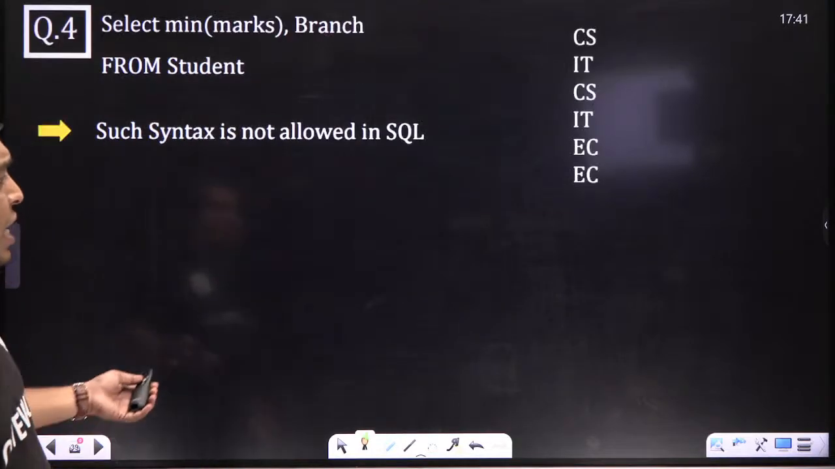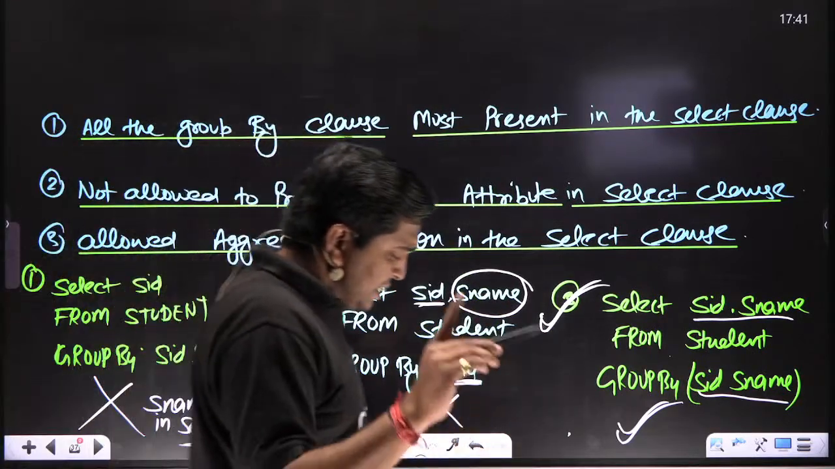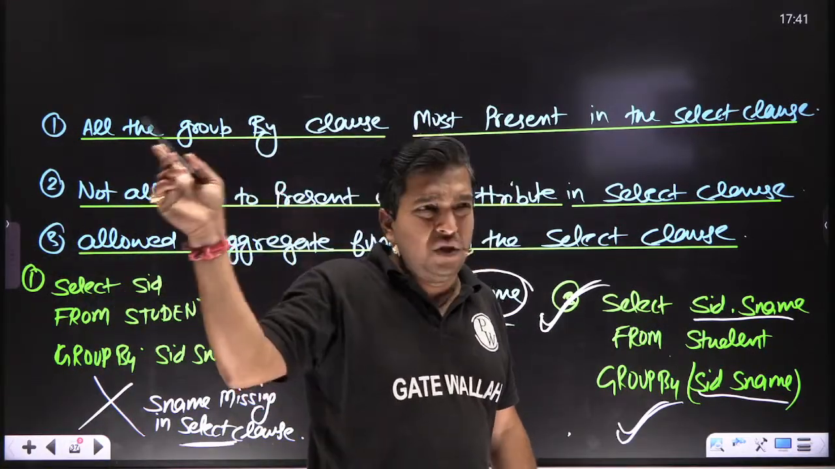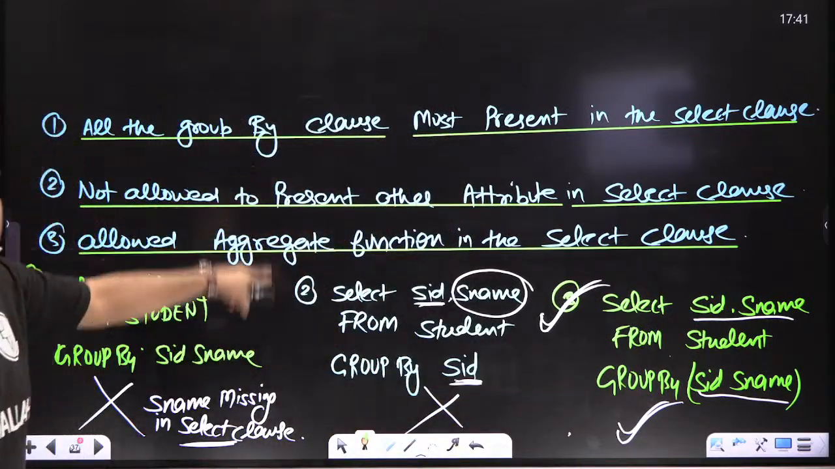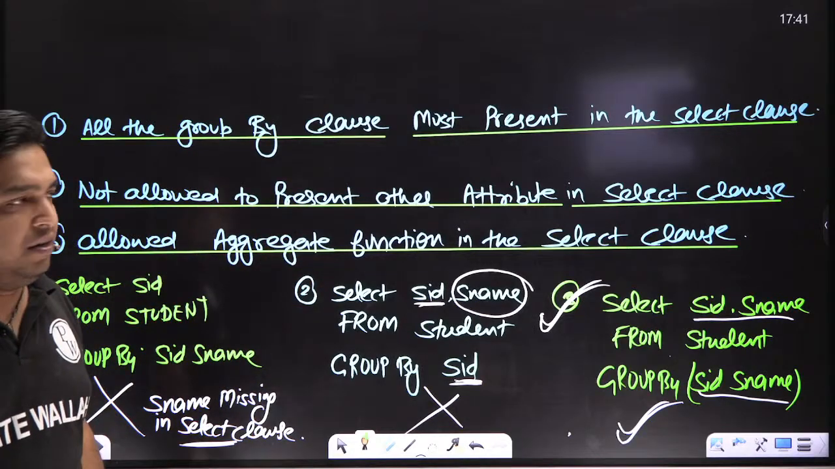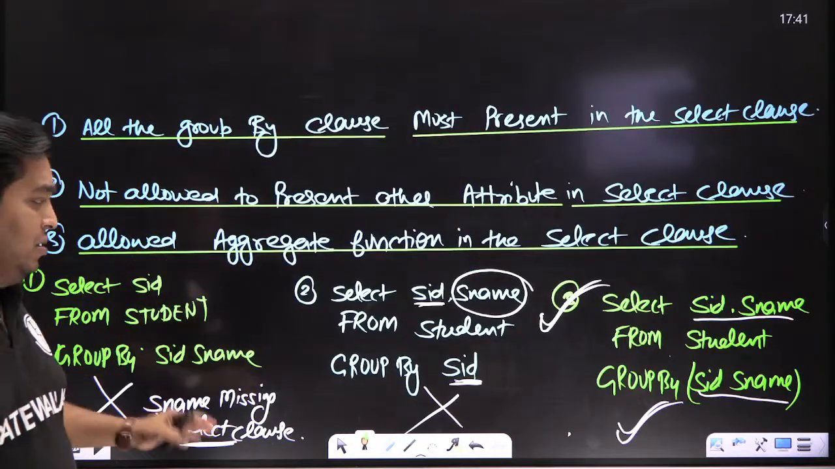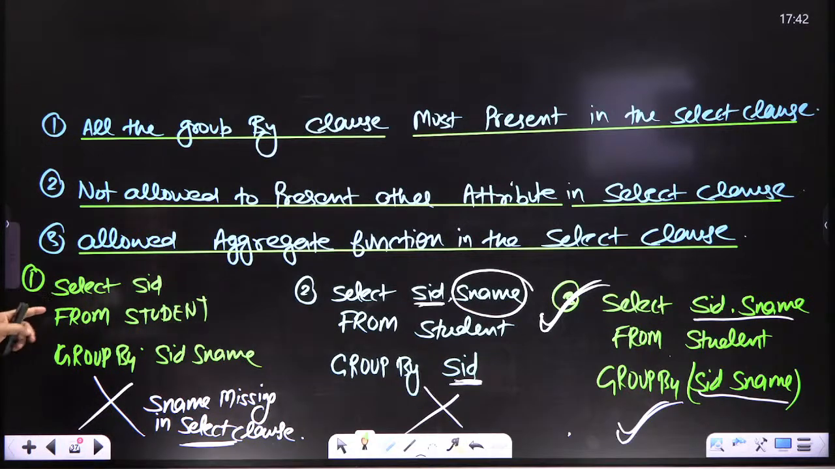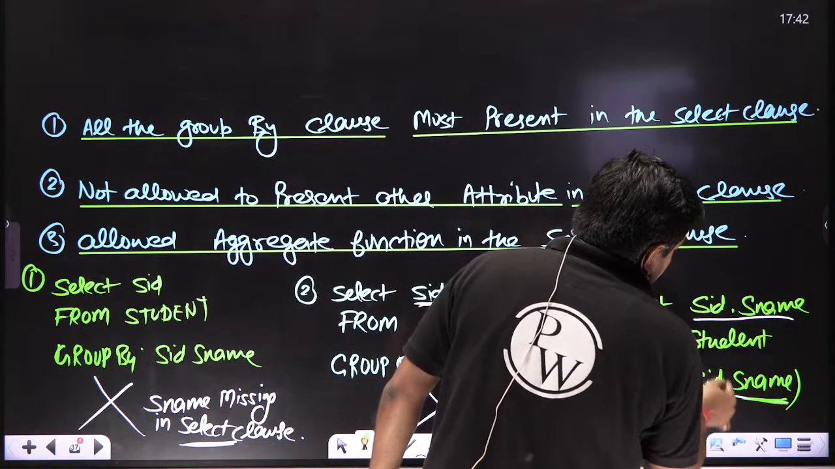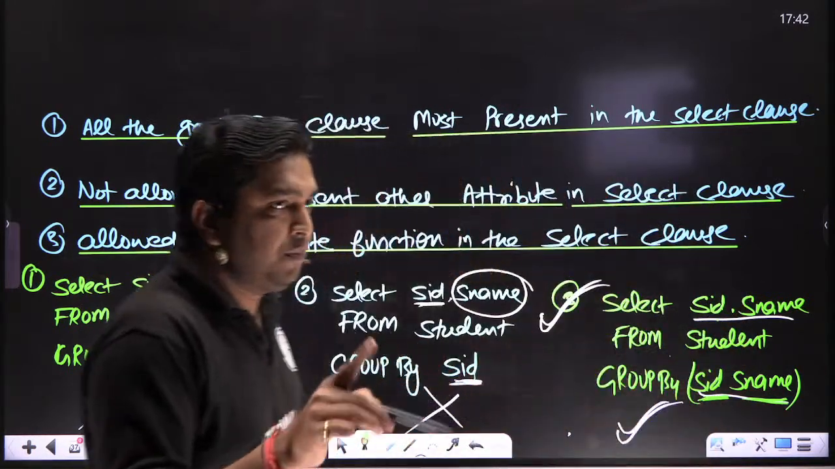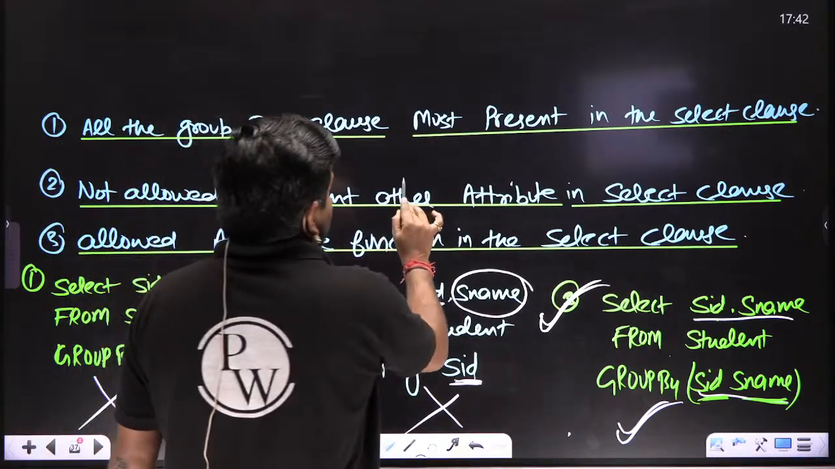Believe me, I have taken all the if and but, all the examples, because in GATE, I don't know exactly which year, maybe 2017, there was a question with ID greater than 200. In that question, you have to apply these rules and directly you will get the answer. I have given each and every explanation: whatever attribute is present in group by must be in the select clause, and other simple attributes are not allowed.